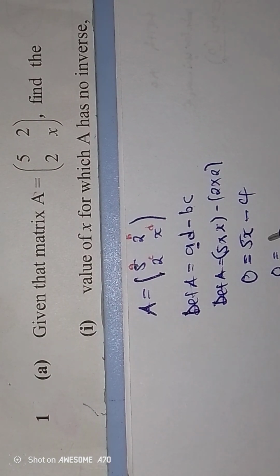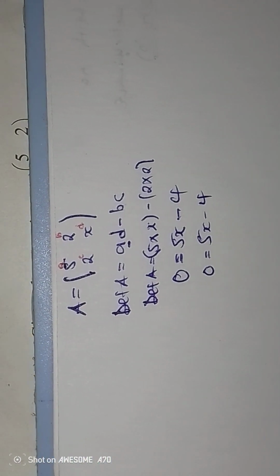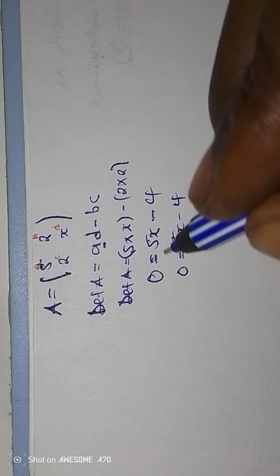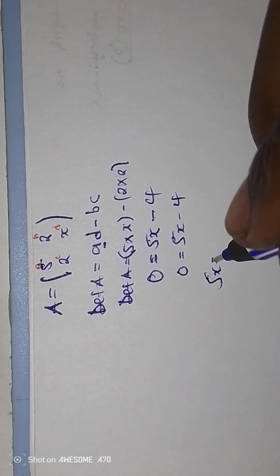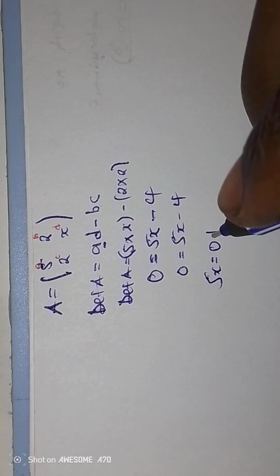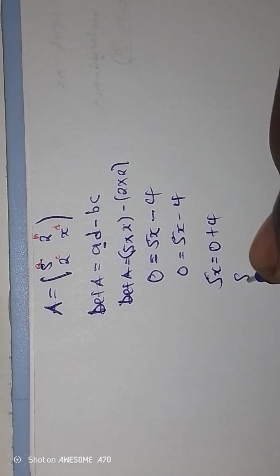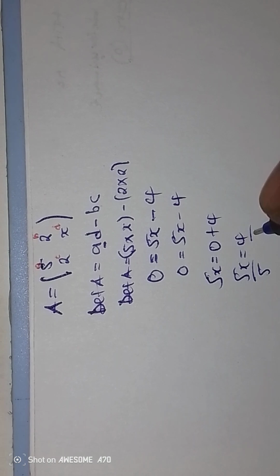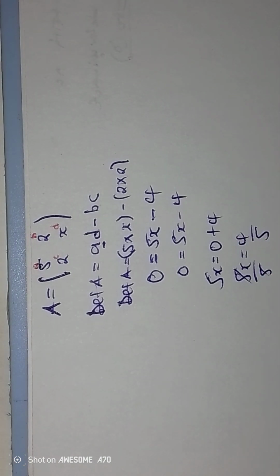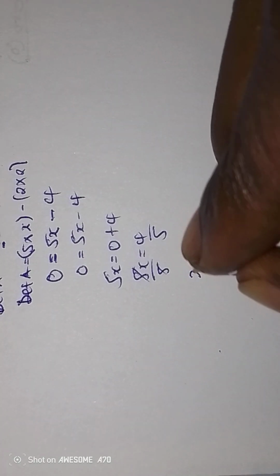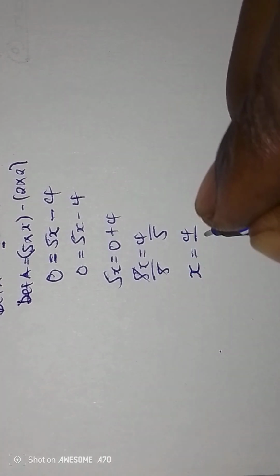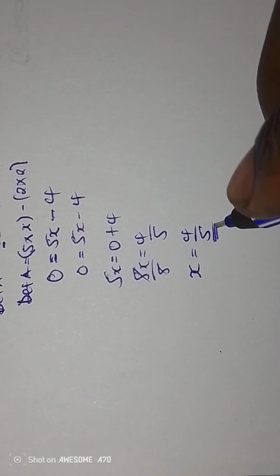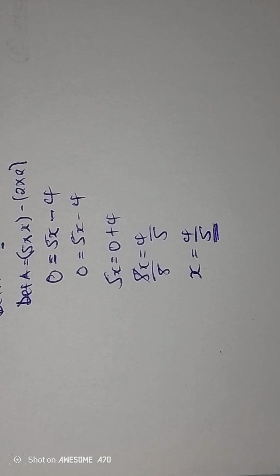So 0 is equal to, let's just group the like terms. This negative 4 will cross there. Here you're going to have 5x, which is equal to 4. It was a negative, it becomes a positive. You divide both sides by 5 to obtain the value of x. And hence, you have x is equal to 4 over 5. And hence, that's the value of x.